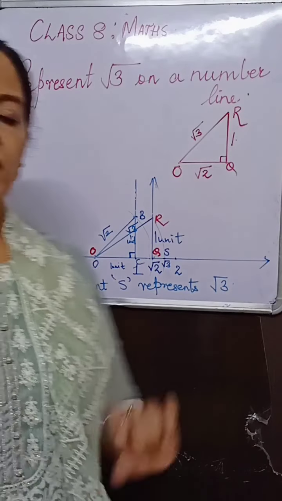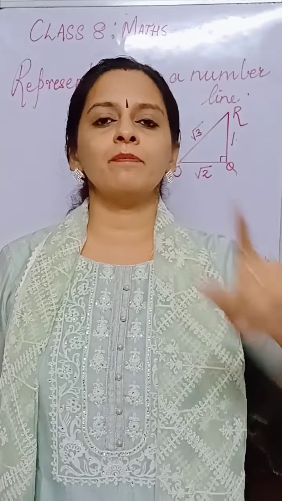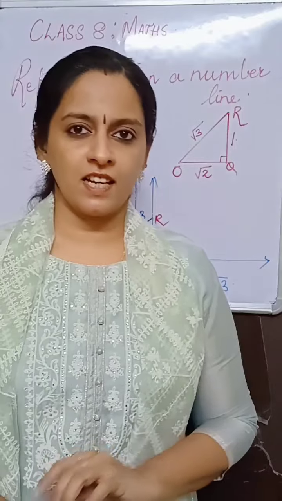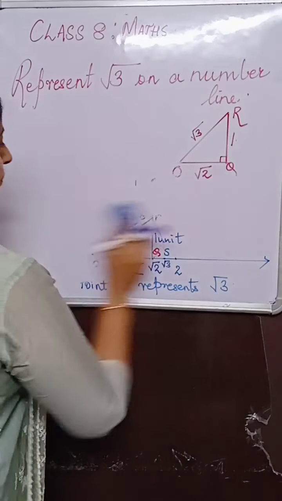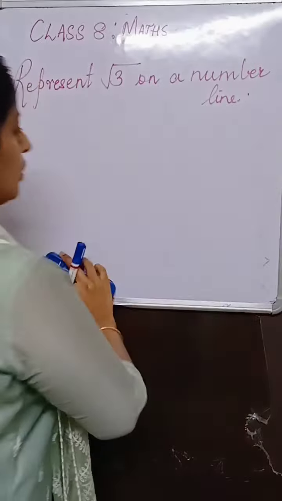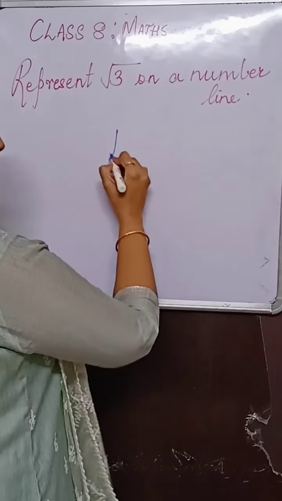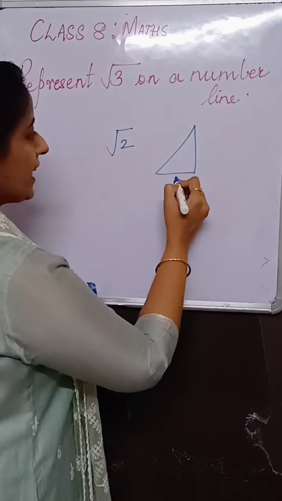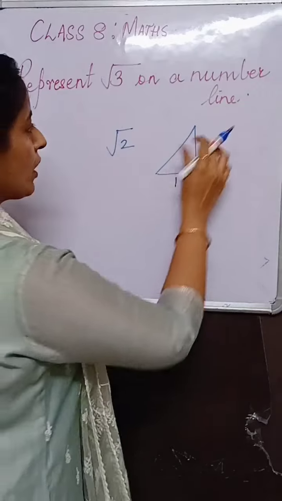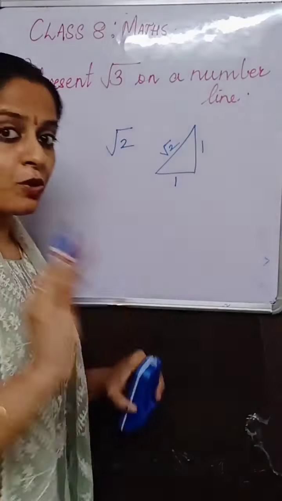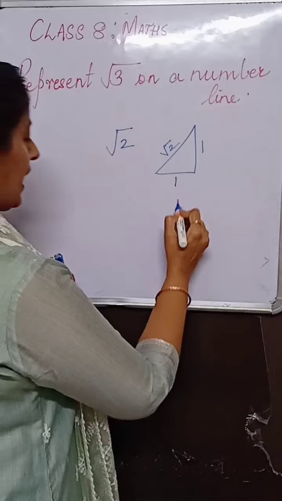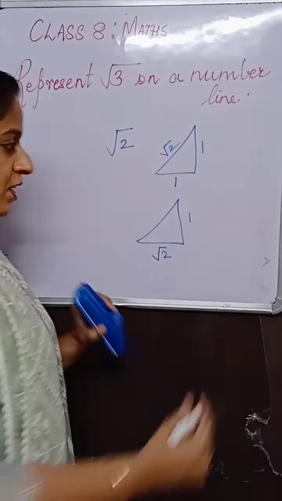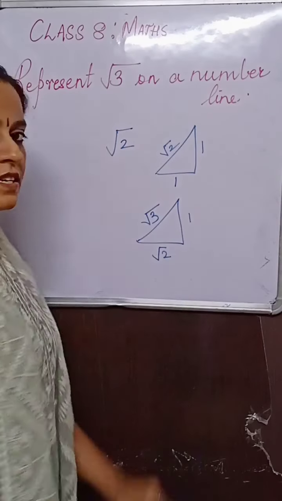Fine? More practice will make you understand this construction of root 2 and root 3 on number line easier. Let us do a quick recap. To represent root 2 on number line, we took the triangle's base and height as 1 unit, 1 unit. To get root 3 on number line, we took the base as root 2 and the height as 1. Then only we will get the hypotenuse as root 3.